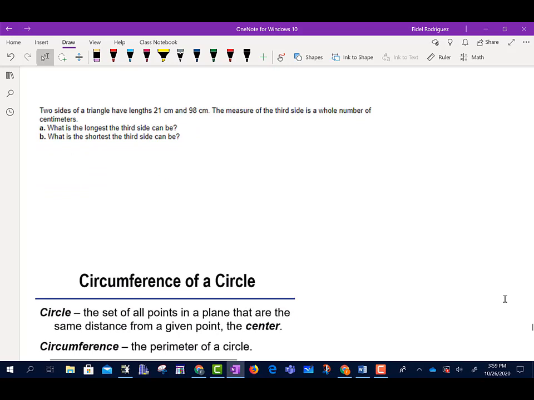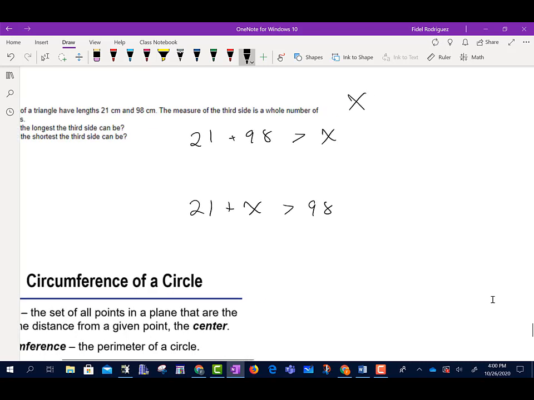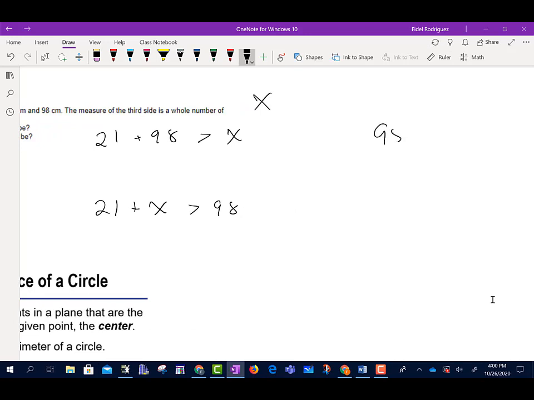All right. So it says two sides of a triangle have lengths 21 and 98. The measure of the third side is a whole number of centimeters. What's the longest that the third side can be, and what is the shortest that the third side can be? Okay, so let's assume that the third side we're going to call x. Because of the triangle inequality, when we add up two sides, it has to be bigger than the other side. So I'm going to take 21 plus 98, and that's supposed to be greater than x. Or I might say 21 plus x is greater than 98. Or I might have 98 plus x, and that would be greater than 21. So I basically have three inequalities here, and I want to solve each of them.